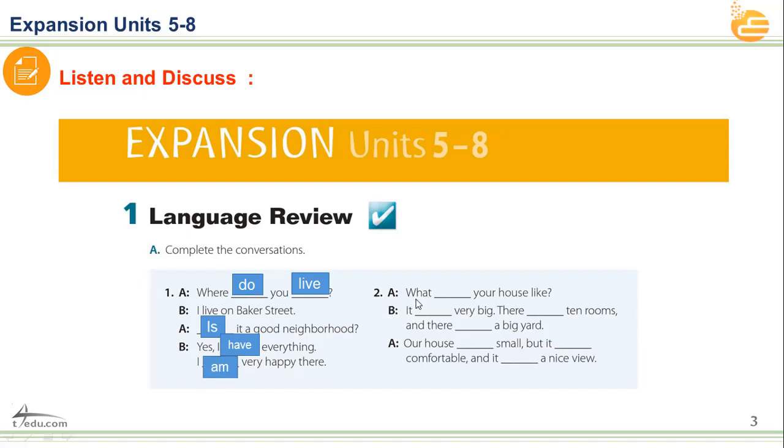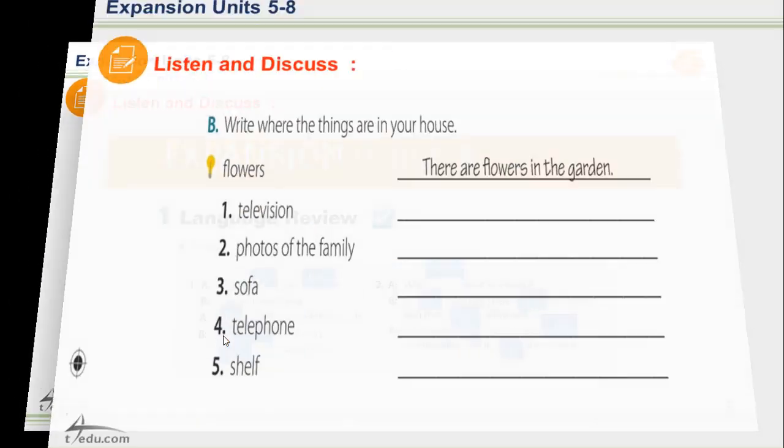Number 2, what is your house like? It is very big. There are 10 rooms and there is a big yard. Our house is small, but it is comfortable and it has a nice view. All of these we call helping verb or main verb, using the language review, the expansion unit 5 to 8. Now let's move to the other slides.